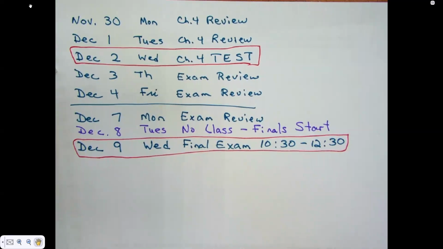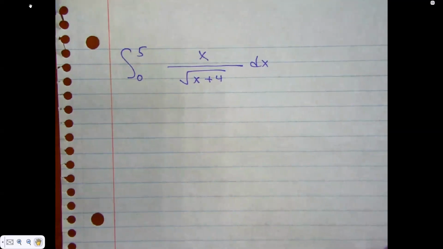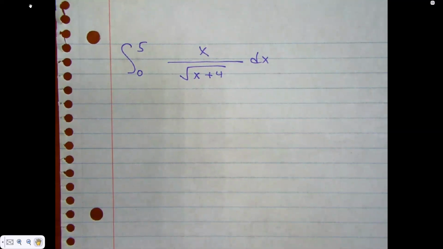All right, so that's wrapping it up. Let's take a look at, remember Friday, I said this would be the first problem that you're gonna see. Let's see if we can evaluate this integral. You know, the directions were evaluate. This would have been the last problem. We kind of ran out of time.